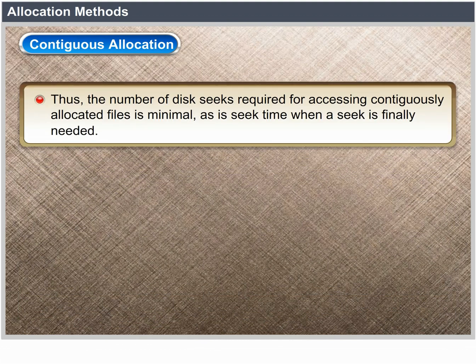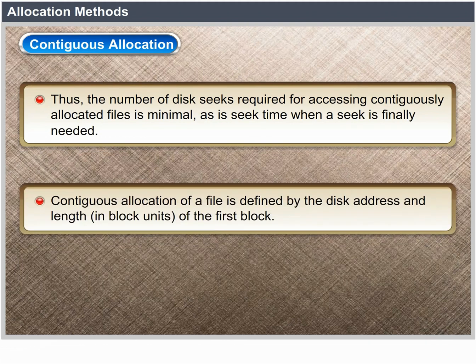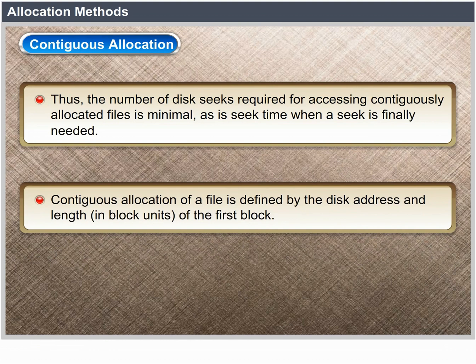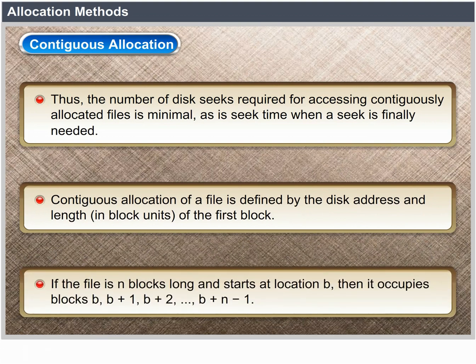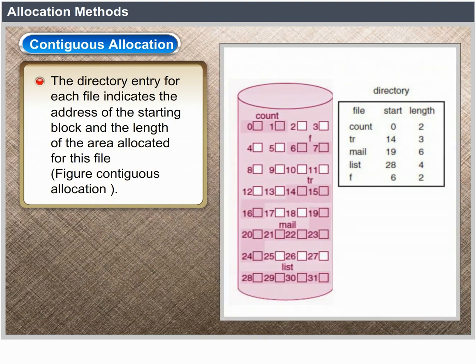Thus, the number of disk seeks required for accessing contiguously allocated files is minimal, as is seek time when a seek is finally needed. Contiguous allocation of a file is defined by the disk address and length, in block units, of the first block. If the file is n blocks long and starts at location B, then it occupies blocks B, B plus 1, B plus 2, and so on till B plus n minus 1. The directory entry for each file indicates the address of the starting block and the length of the area allocated for this file. The figure shows contiguous allocation.